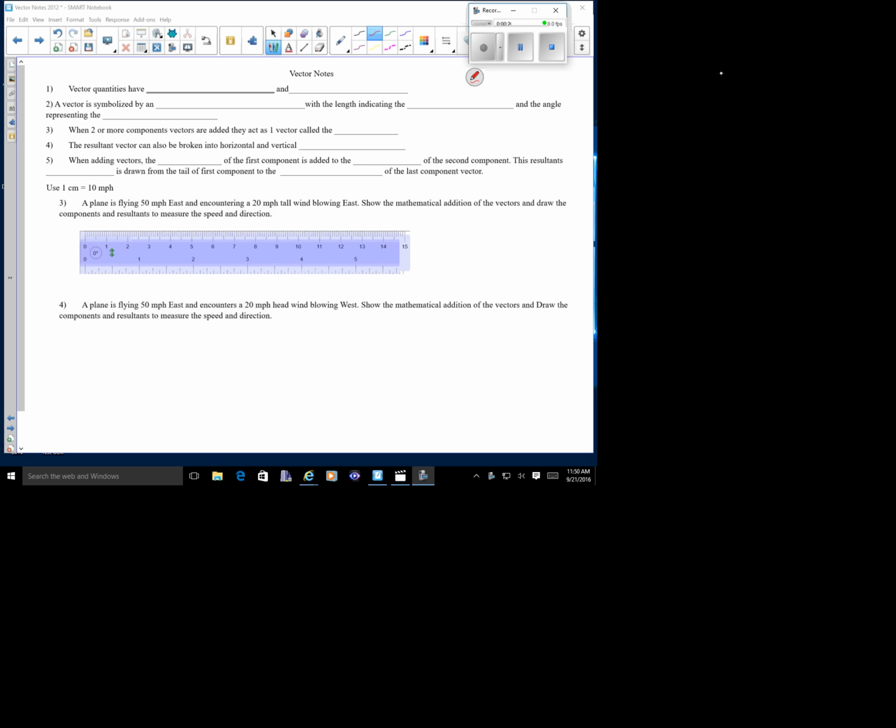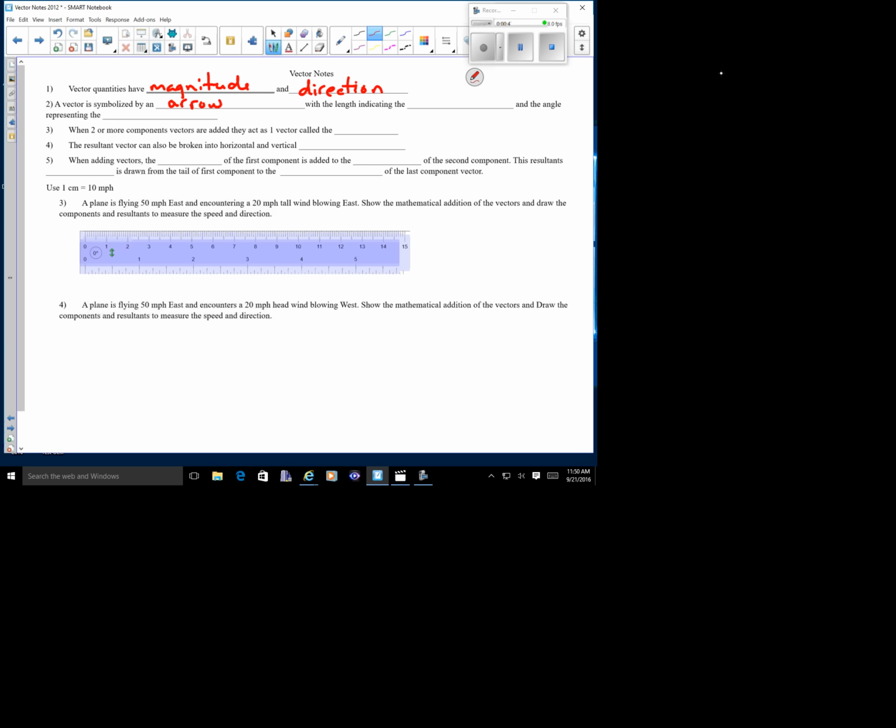A vector is symbolized by an arrow, so you'll be drawing lots of arrows, and make sure you bring your colored pencils to class, and your ruler to class, and your protractor to class. The length is going to indicate the magnitude. And the angle is going to represent the direction of the vector.